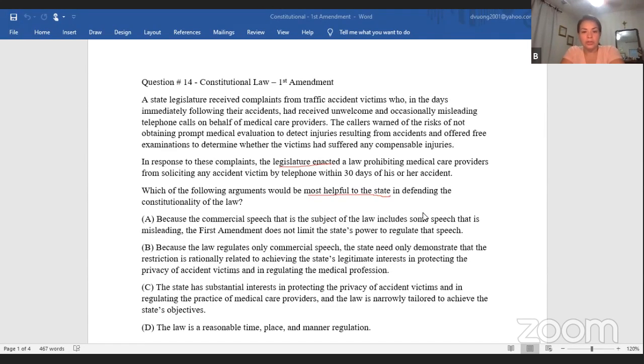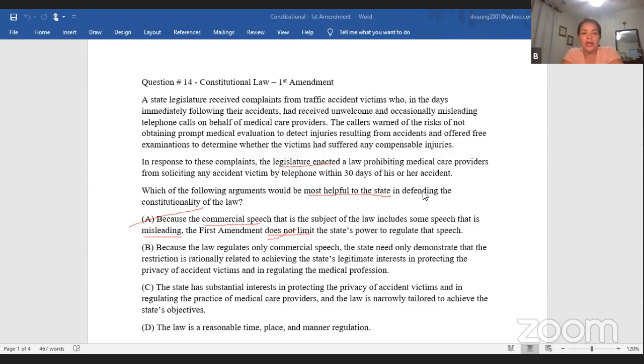A, because the commercial speech that is the subject of the law includes some speech that is misleading, the First Amendment does not limit the state's power to regulate that speech. Okay, let me start over. A, because the commercial speech that is the subject of the law, so commercial speech, includes some speech that is misleading, the First Amendment does not limit the state's power to regulate that speech. The state's power does not limit. You can regulate commercial speech. So I'm going to leave A. B, because you just told me you can regulate it. The First Amendment here says does not limit. Okay, so then it's out. I'm scratching it. I thought I was overthinking it, so it's definitely out. It's not a true statement.